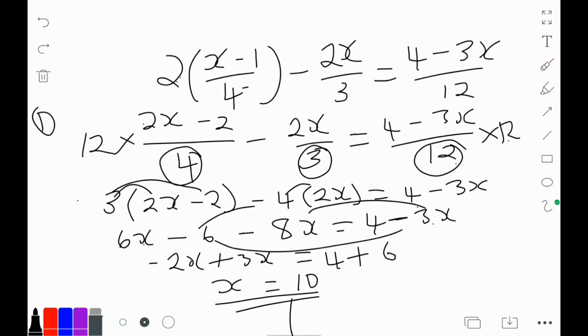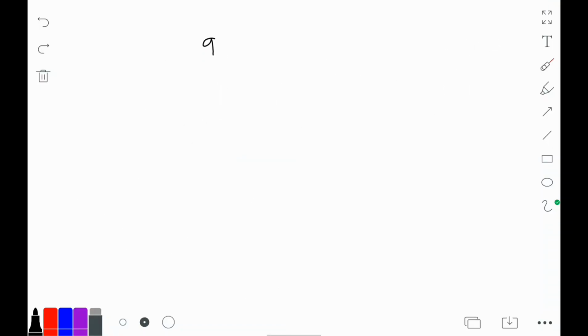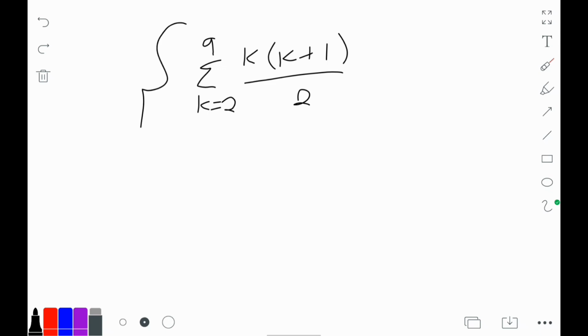I'm going to erase this now. It's the sum of k equals 2, 2k in brackets k plus 1 over 2. We are going to start by substituting 2 in k. So let's just begin with it.